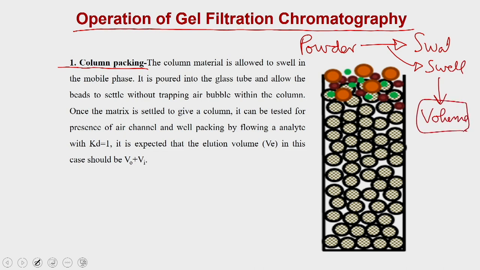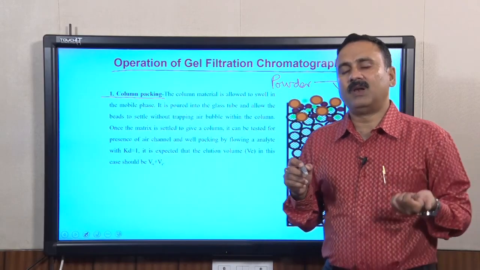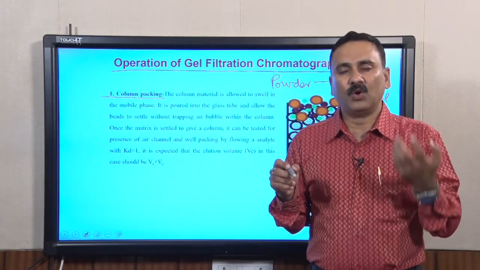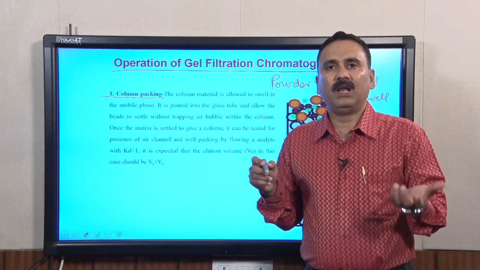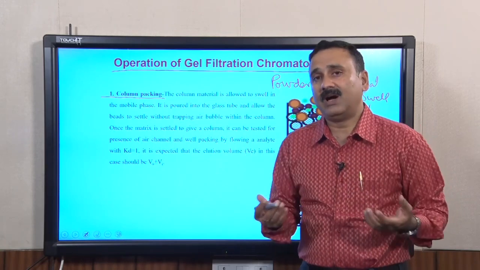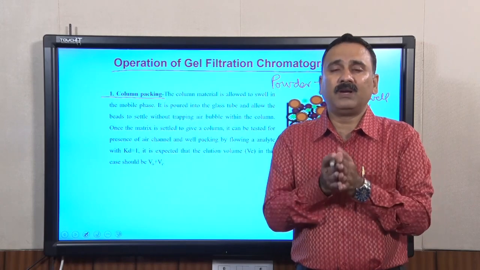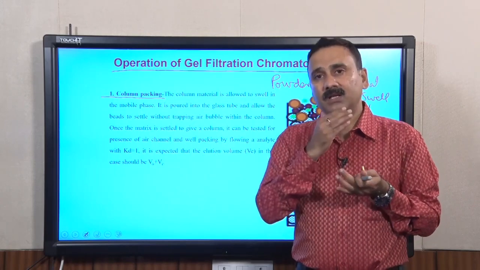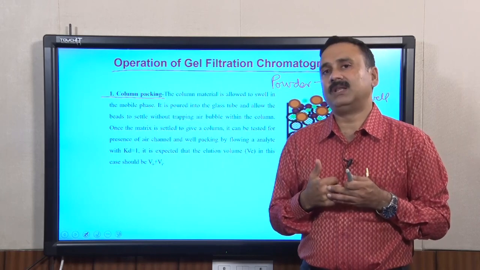If it is present in the liquid form, then mostly the column material is stored in 20% alcohol containing 0.2% azide. In those cases, you have to do at least 3 to 4 buffer exchanges so that there will be no alcohol present in that column.